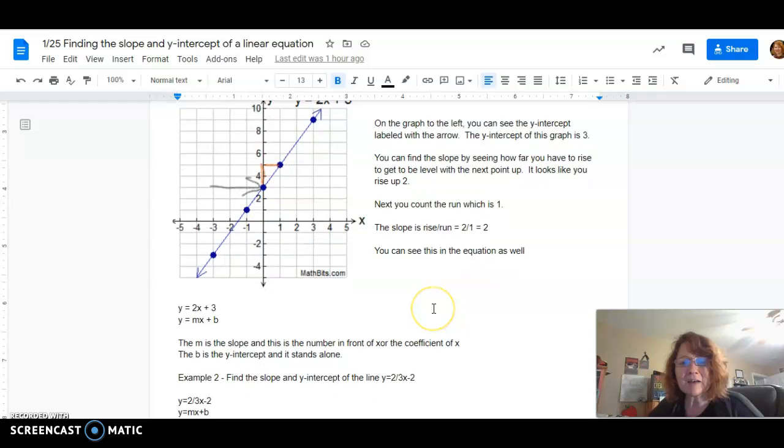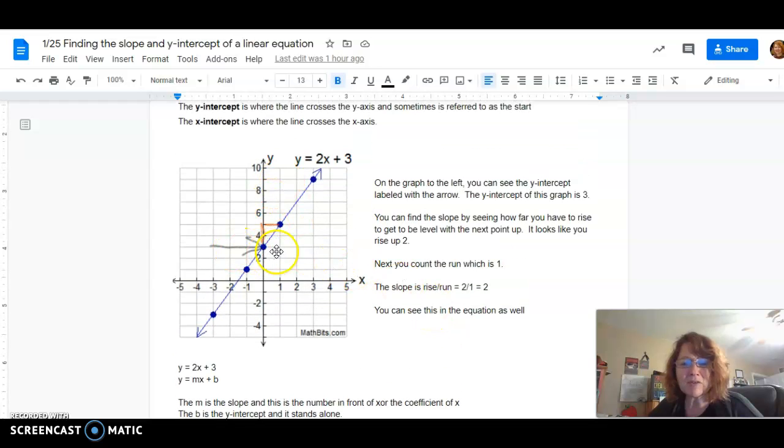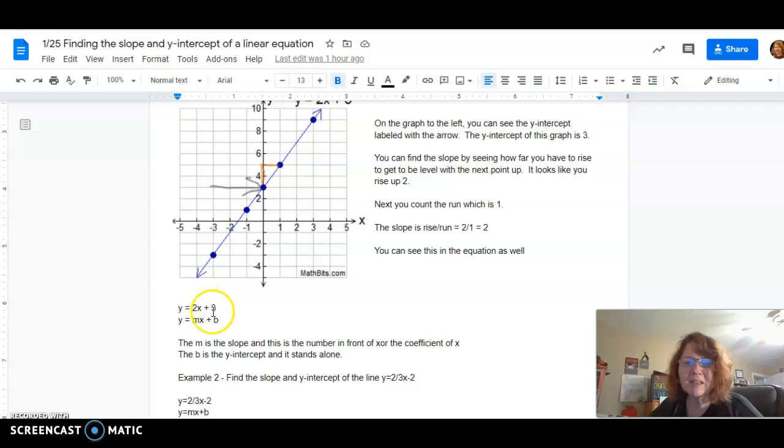Now looking at this, you can see your y-intercept right here is where this blue line hits this y-axis, and that looks like it is at a 3, okay? The positive 3. So I drew an arrow to that. And then we look at slope. So I go up 2 and over 1. So the slope is rise 2 and over 1, and the slope is 2. We can see that in this equation, y equals 2x plus 3, because the m right here is the slope and the b is the y-intercept. So hopefully you've seen that before.